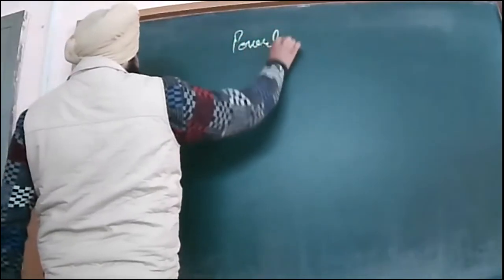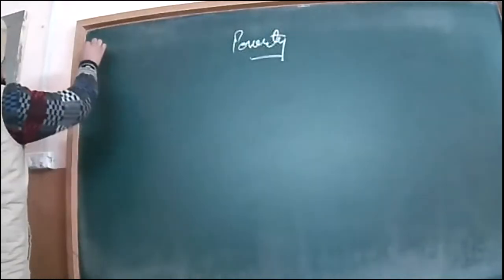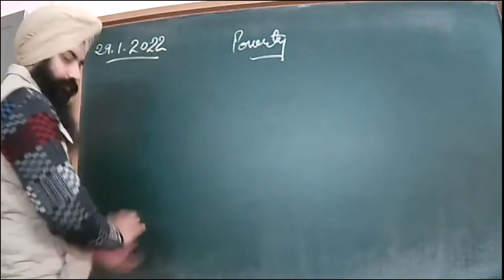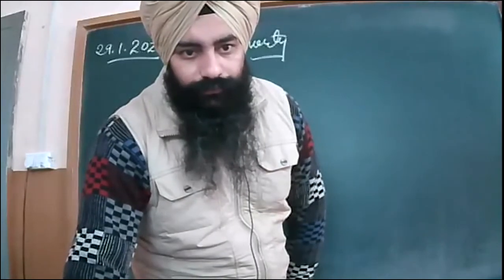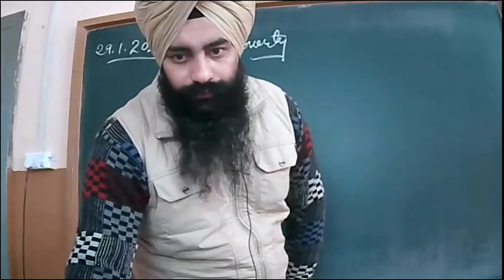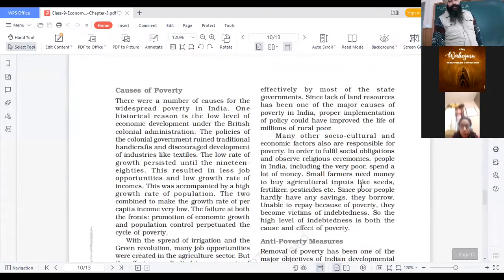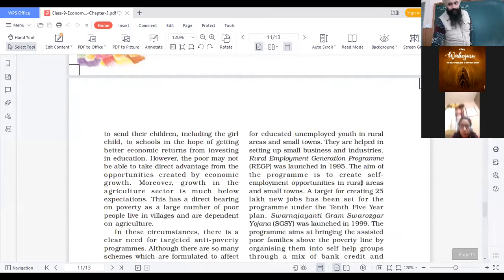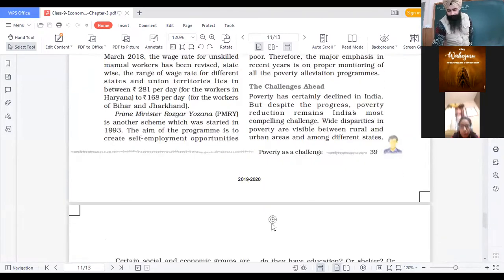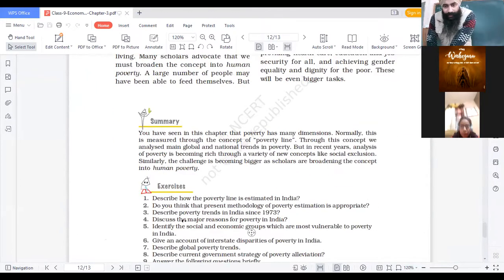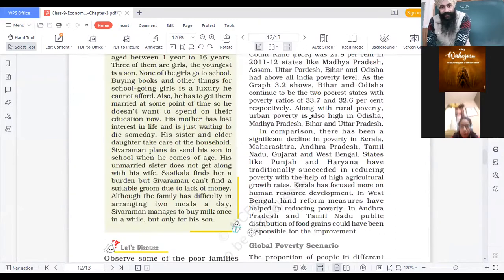After completion of our exercise of the poverty chapter, yesterday we were discussing the exercise of the poverty chapter. Let's discuss the exercise. The first two questions we did yesterday. Okay, now the third question: describe the poverty trends in India since 1973.